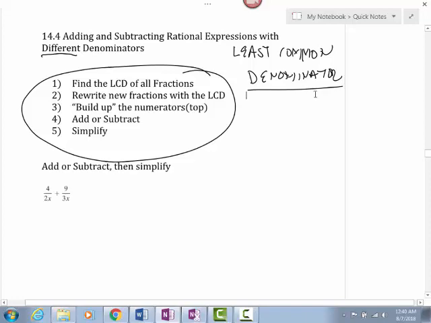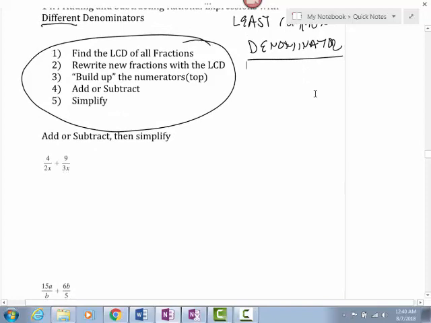Okay, so our first problem here says add or subtract and then simplify. We're obviously adding because there's a plus in the middle. So the first thing we need to do is find our common denominator. So what I'm going to do is factor each denominator out. Well, 2x just means 2 times x. 3x really means 3 times x. So to find my least common denominator, I'm going to box each of those denominators once they're factored out.